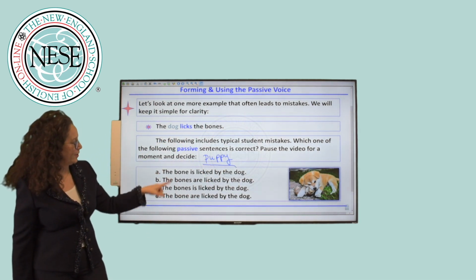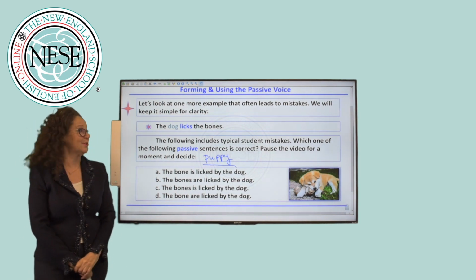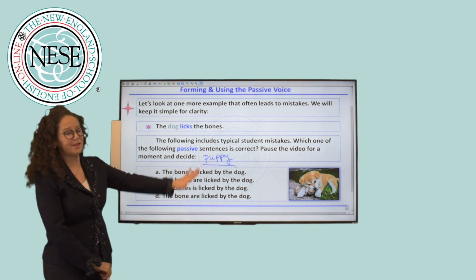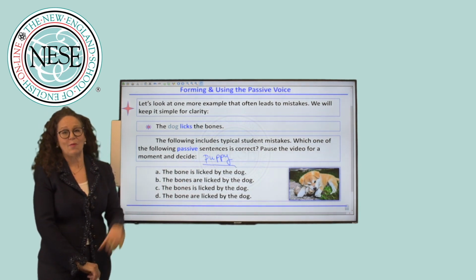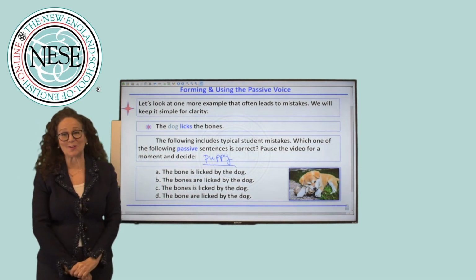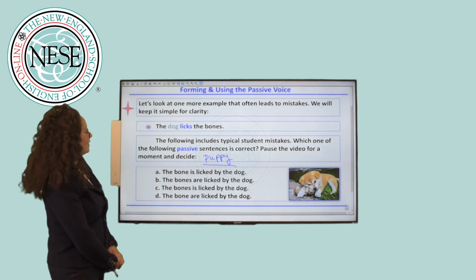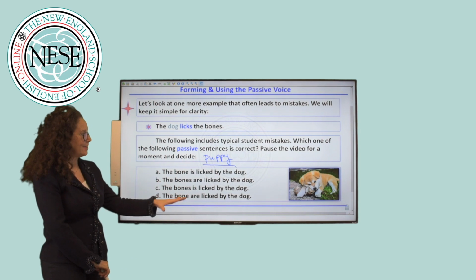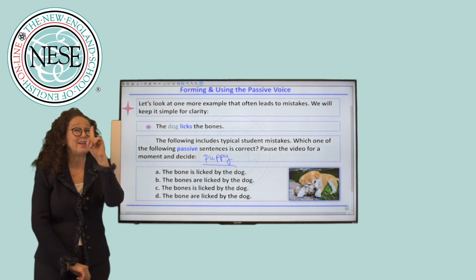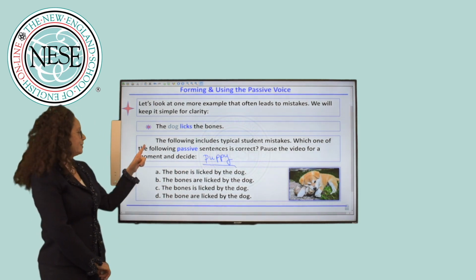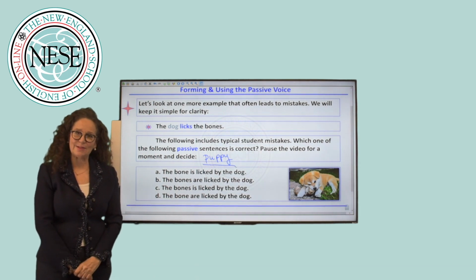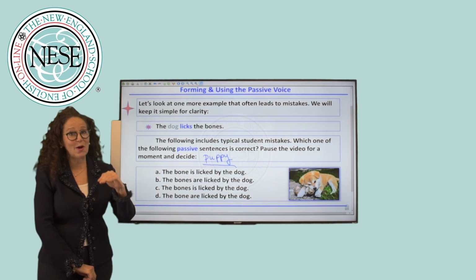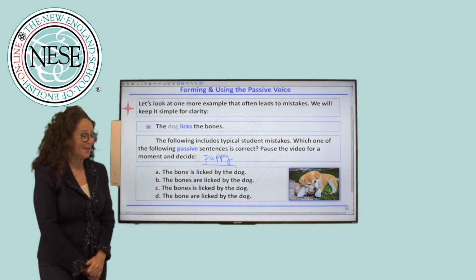The following includes typical student mistakes. All of these are typical student mistakes, well, one is correct. Three of them are typical student mistakes. Which one of the following passive sentences is correct? There's only one correct sentence. Pause the video for a moment and decide. When you think you know, come back to me.